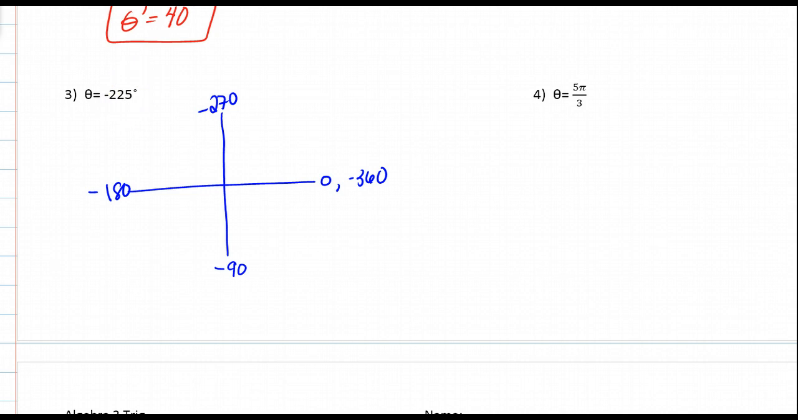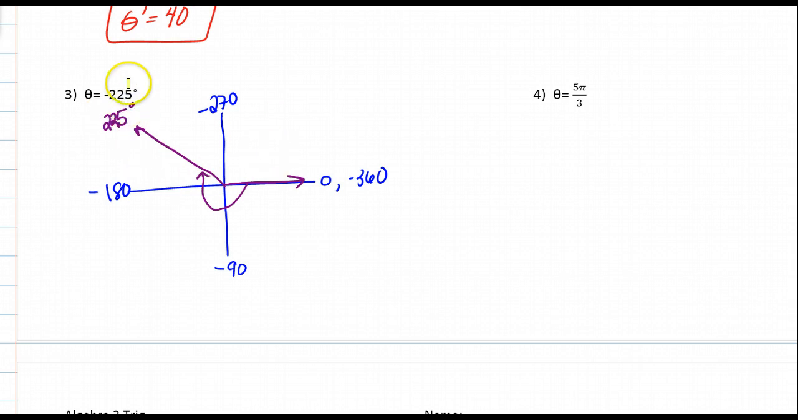So negative 225, right? We kind of ignore the negatives because it's really more of a distance in degree measure. We're going a distance, and we're just going in a specific direction. That's where the negative comes from. So I still start at 0, and I know that 225 is between 180 and 270. So my angle is in here, and it's at 225 degrees.